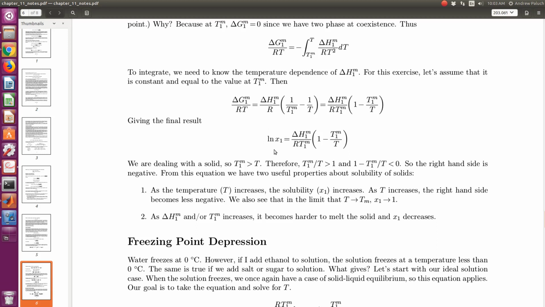And so if I look at this expression, we can begin to ask questions, right? So as temperature increases, does x1 increase or decrease? Right? So as temperature increases, can I dissolve more or less of my solid in solution? Okay. Well, I know that my pure component melting point is going to be greater than T, right? I'm assuming I have, say, a solid at my temperature of interest. So as T increases, this ratio is going to become smaller. So this becomes 1 minus a smaller number.